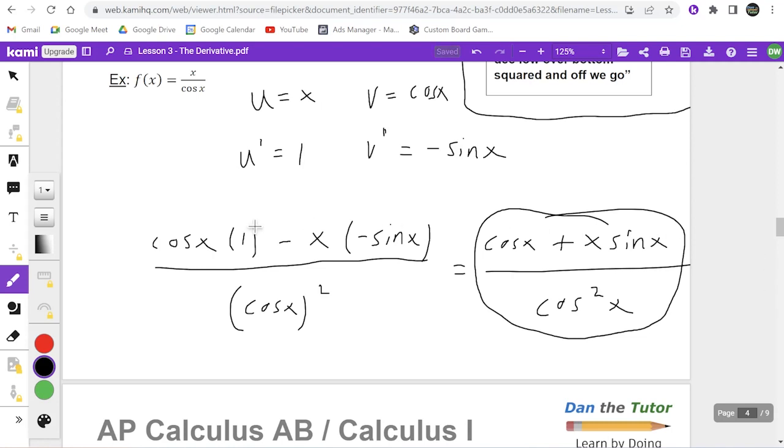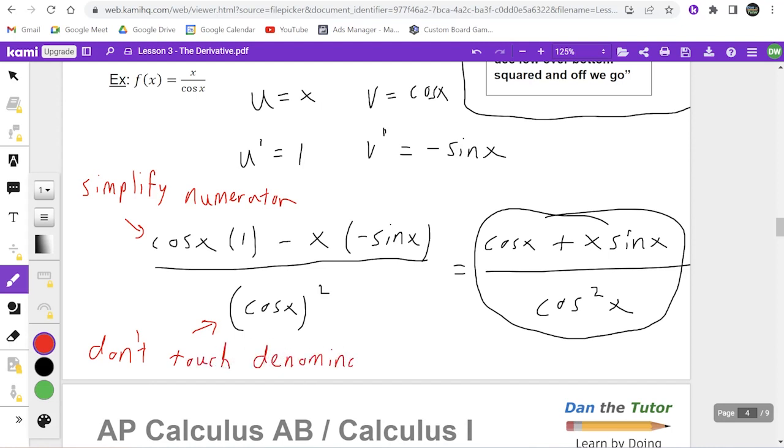One thing I will mention as a tip, typically after plugging in this formula, we will try and simplify the numerator as much as we can. And then also typically don't touch the denominator. I don't know why, but this is what we do. We just don't touch the denominator because basically it's already simplified as much as it can be. If you try and simplify it, you're probably going to make it more messy rather than cleaner.